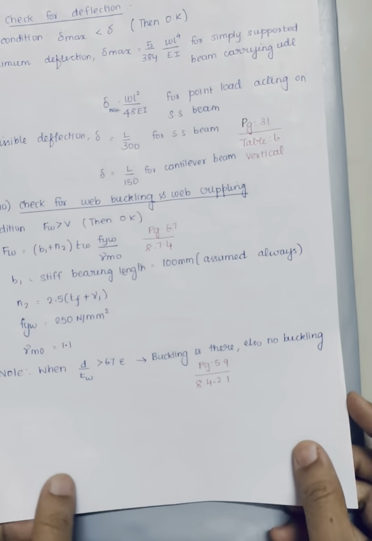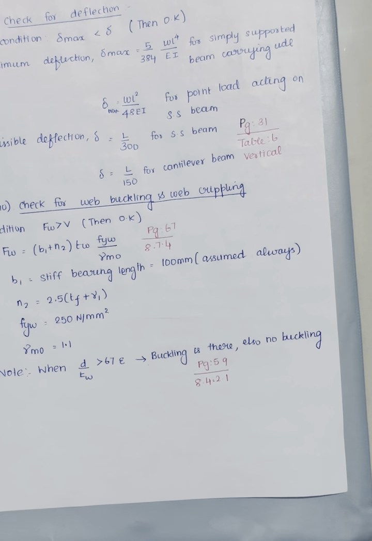Now the next step is step 9, that is check for the deflection. So for deflection, the condition is delta max should be less than delta. So delta max, what is the formula? Maximum delta for simply supported is 5 by 384 WL power 4 by EI. And if it is a point load, then it is WL cube by 48 EI. So permissible deflection has to be obtained from table number 6, table number 6 of page 31.